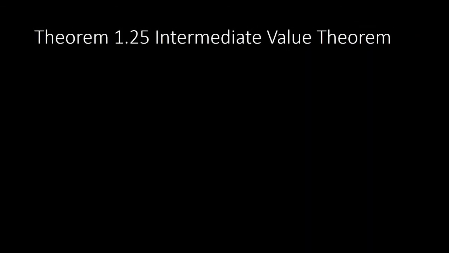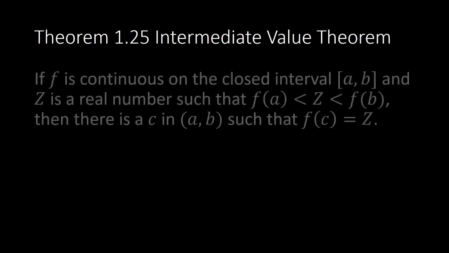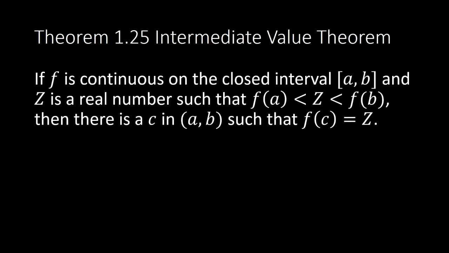Theorem 1.25, Intermediate Value Theorem. If f is continuous on the closed interval [a, b], and z is a real number such that f(a) is less than z and less than f(b), then there is a c in (a, b) such that f(c) is equal to z.